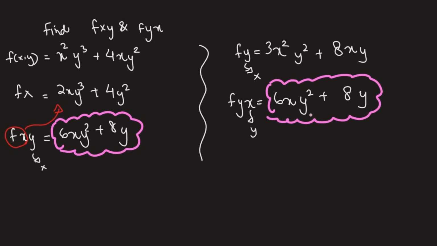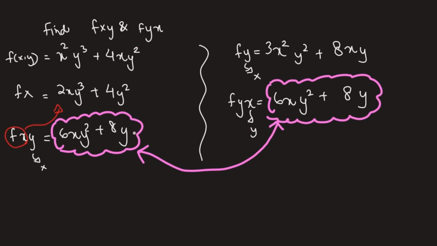So now, did you notice anything? If you didn't, let me point it out. You'll notice that these two answers are identical. So 8xy squared plus 8y equals 6xy squared plus 8y. They're exactly the same. How come? These are different questions.